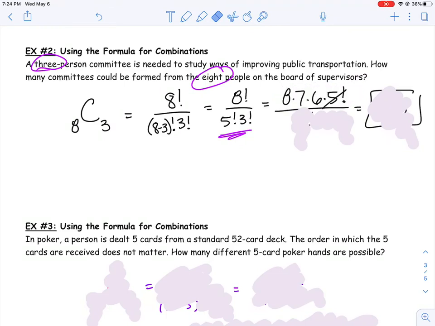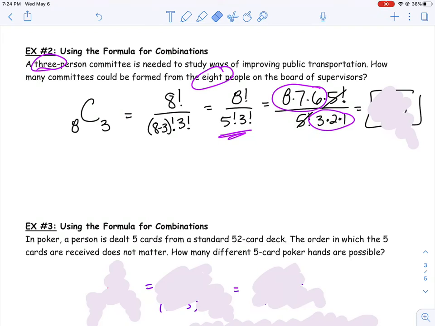So on the numerator, I have an 8 times 7 times 6 times 5 factorial, because the 5 factorial on the top will reduce with the 5 factorial on the bottom. But don't forget, we still have a 3 factorial. That's a 3 times 2 times 1 still in that denominator. So on the top, I need you to multiply 8 times 7 times 6. I need you to multiply 3 times 2 times 1. And then I need you to divide those two numbers.